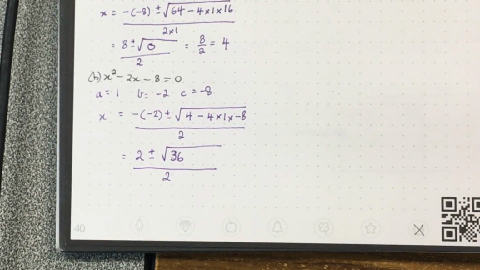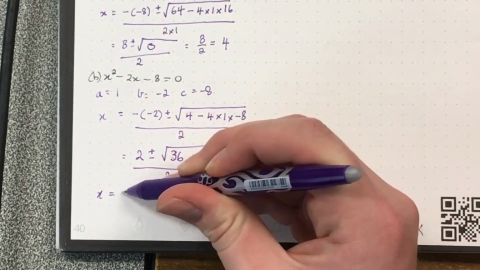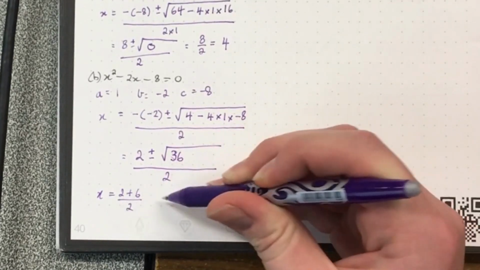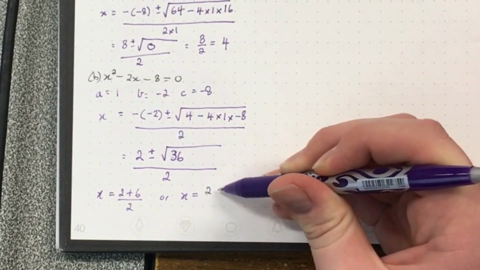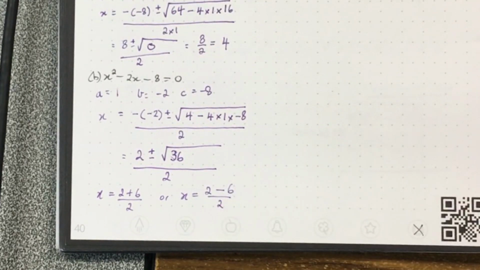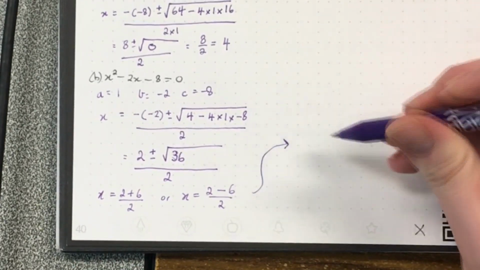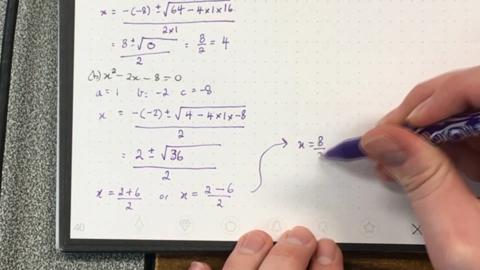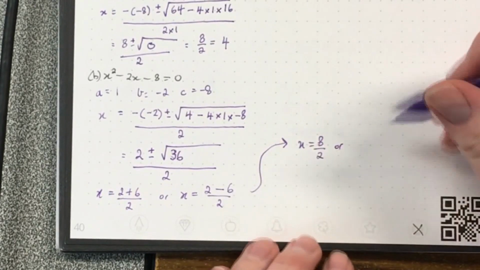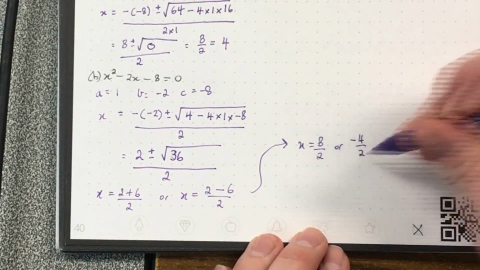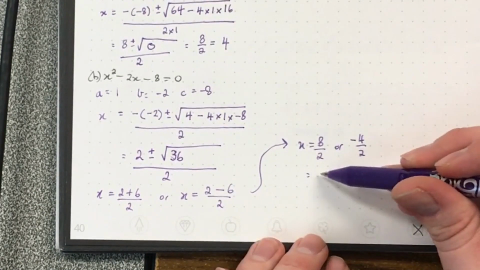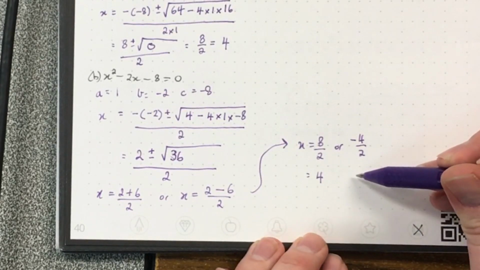So I've got 2 plus or minus the square root of 36. What is the square root of 36? 6. So that means x is equal to 2 plus 6 over 2, or x is equal to 2 minus 6 over 2. 2 plus 6 would be? So either x is equal to 8 over 2, or what's 2 take away 6? Negative 4, so negative 4 over 2. 8 divided by 2 is 4, and negative 4 over 2 is negative 2.